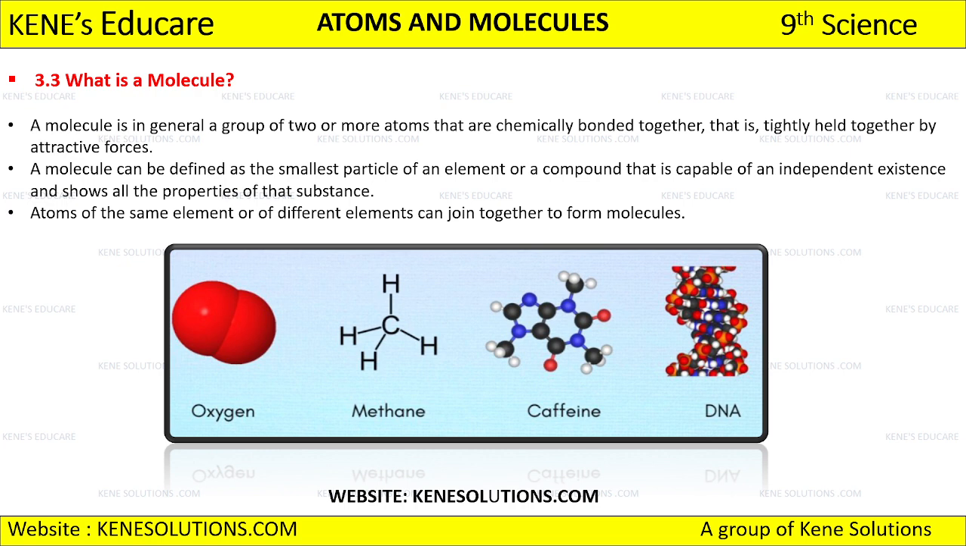So we have certain examples over here. When it comes to oxygen, oxygen is formed by the same element. There are two oxygen atoms which are coming together, right? Then methane has carbon and hydrogen all together.